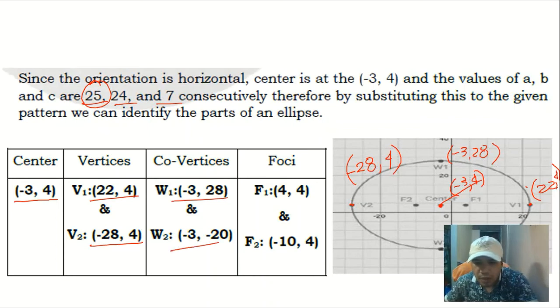So, and for the foci, or focus, that is 4, 4, and negative 10, 4. Kasi ang ginamit nating value mula doon is 7. From negative 3, pumunta tayo sa kanan ng 7, kaya positive 4. Pumunta tayo sa kaliwa ng 7, kaya negative 10.